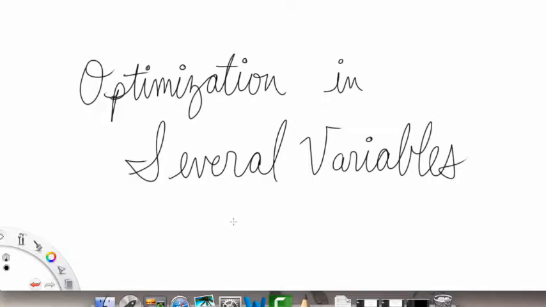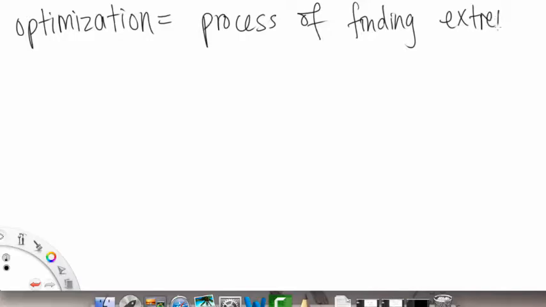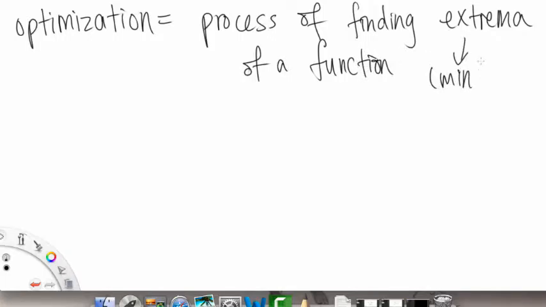Welcome to the video on optimization in several variables. So first of all, what is optimization? Optimization is the process of finding extreme values, also known as extrema, of a function. Extreme values meaning minimums or maximums. So this is like a min or a max or both. And that's basically it.